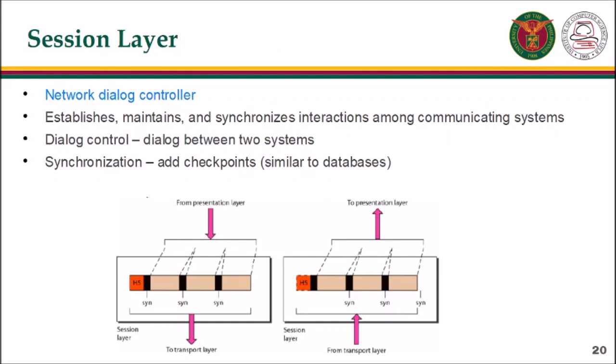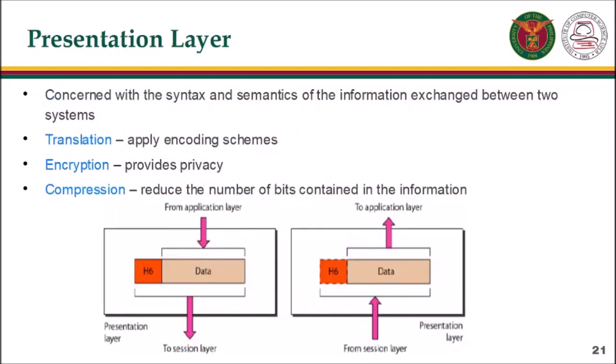The session layer acts as a network dialog controller. It establishes, maintains, and synchronizes interactions among communicating systems. It synchronizes by adding checkpoints. The presentation layer is concerned with the syntax and semantics of the information exchanged between two systems. Its main function is the translation, encryption, and compression of data.